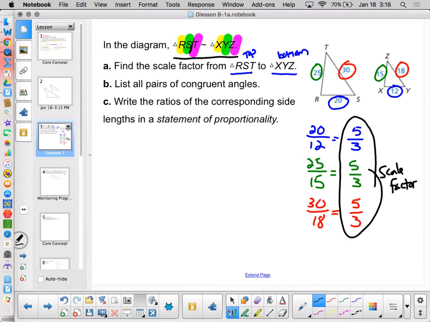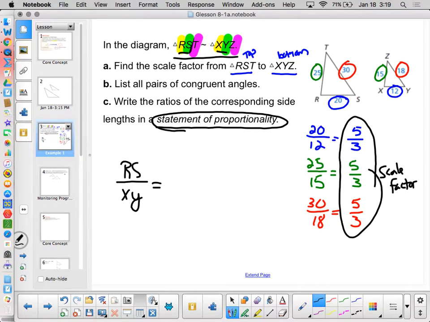Corresponding congruent angles, we've already done that, and the ratio of the corresponding sides, the statement of proportionality, okay? If we want to write a statement of proportionality, what that means, when it asks for that, is we say this: RS over XY equals, and we just take it off our statement. ST would go with YZ equals, and then we go RT, first and last, XZ.